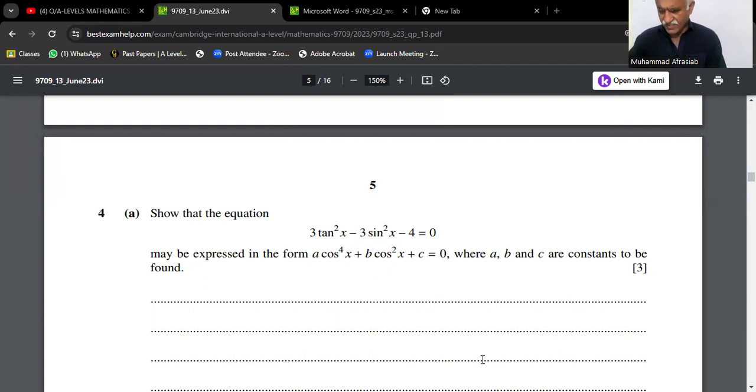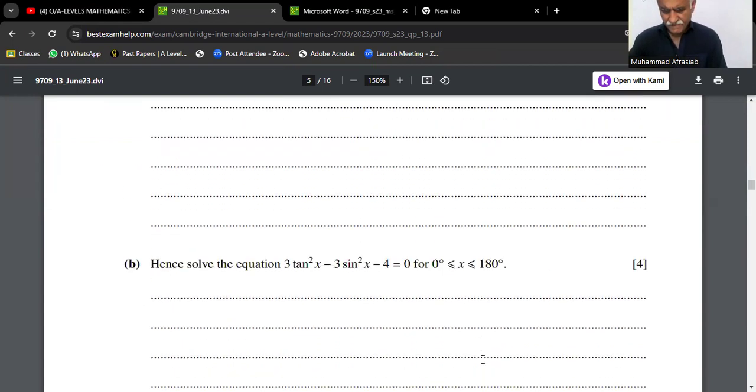And the second part of that: hence solve the equation 3 tan square of x minus 3 sine square of x minus 4 equals 0 when x lies between 0 and 180 degrees.